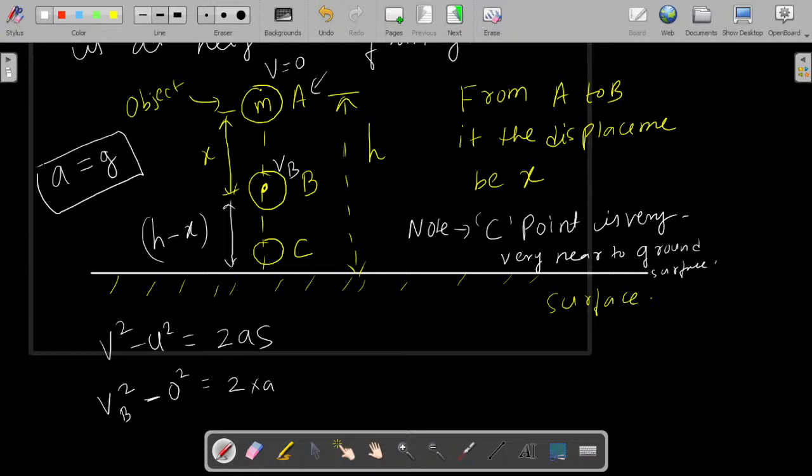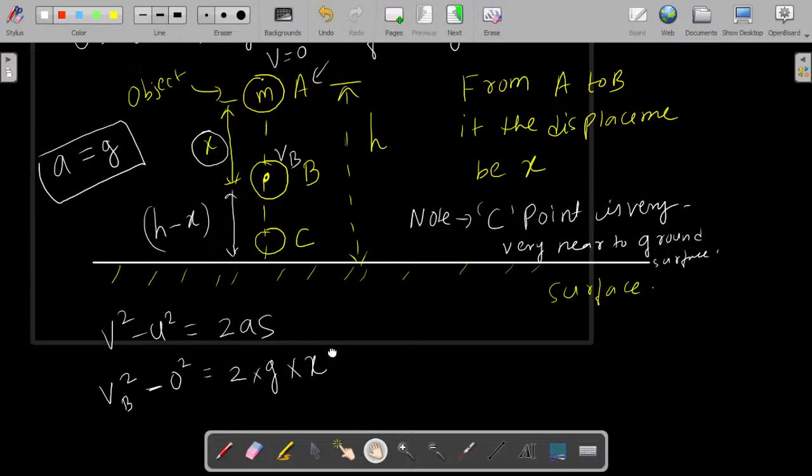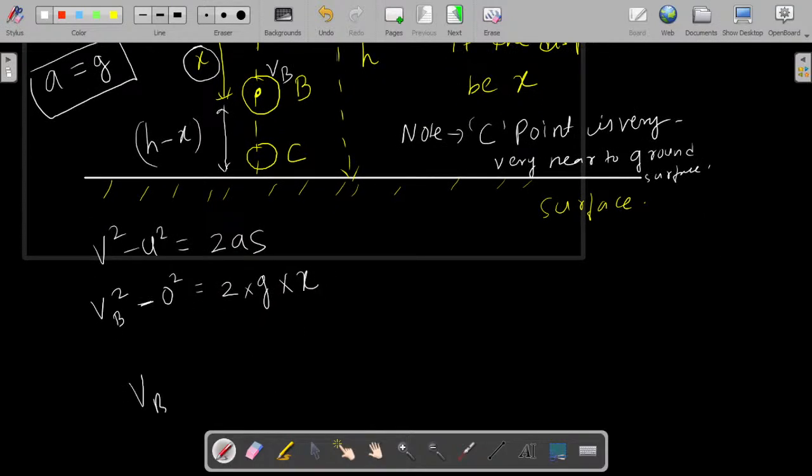So in place of A, we can write G. And what is the displacement from here to here? It's X. X is the vertical displacement from A to B. So you write here X. So what is the formula for VB square? VB square will be 2GX. Therefore VB is root under 2GX.